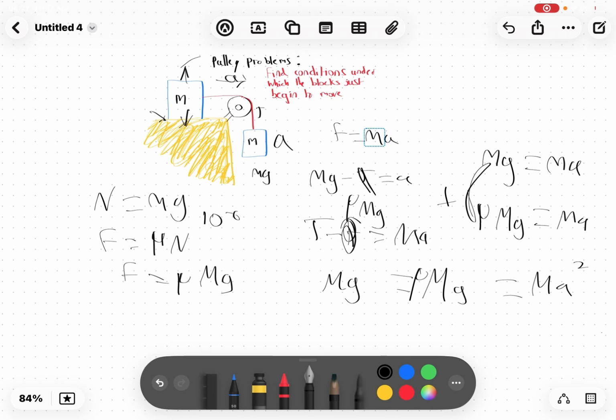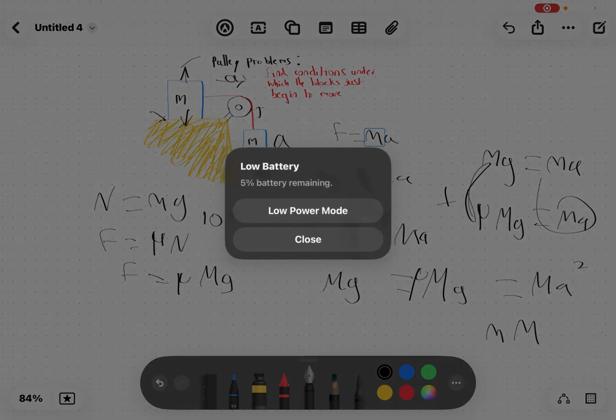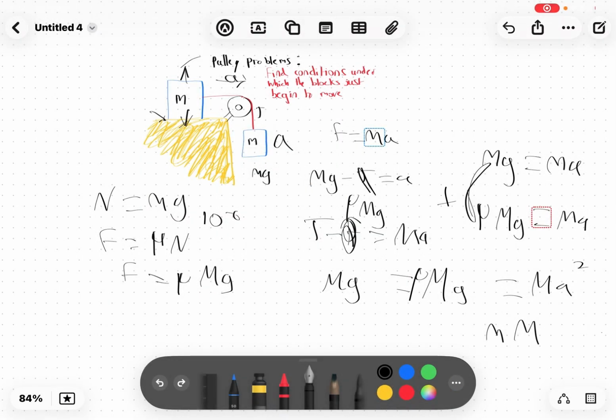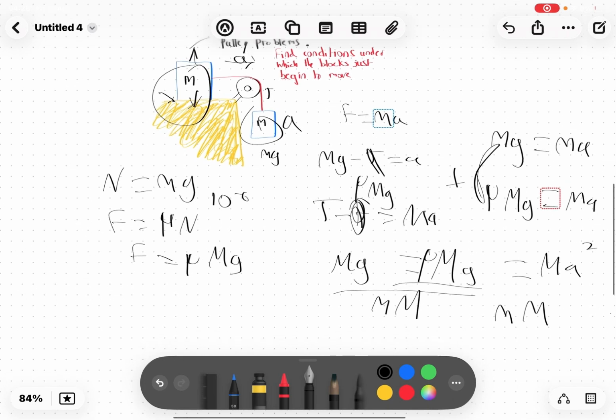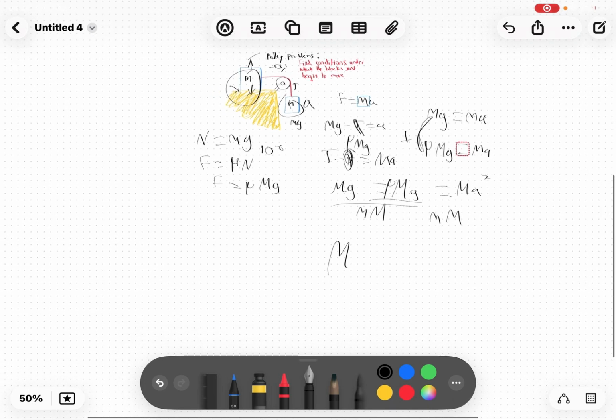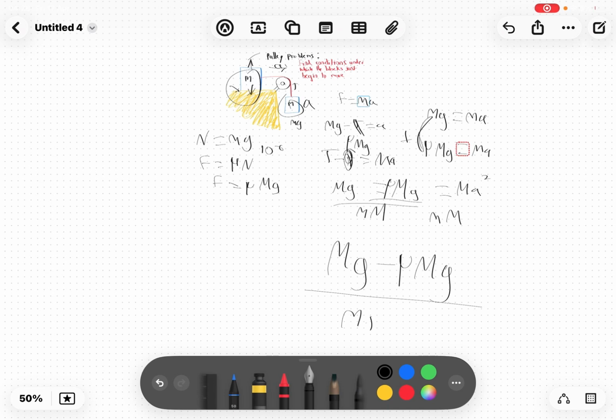If we divide everything by the two masses, the small m and the big M, we are left with small mg minus mu big Mg, divided by m plus big M, equals the acceleration.